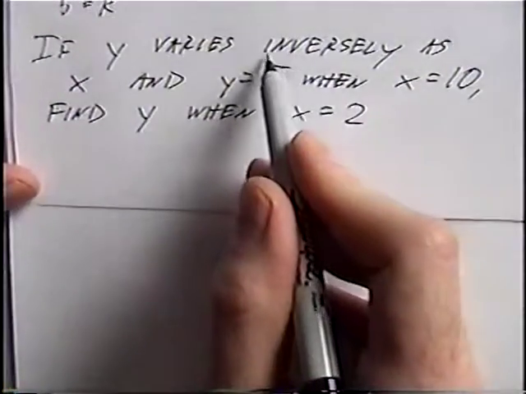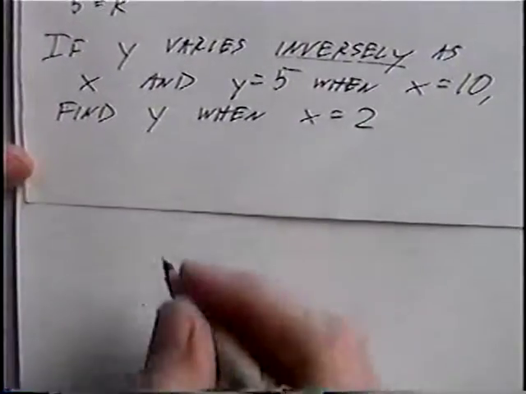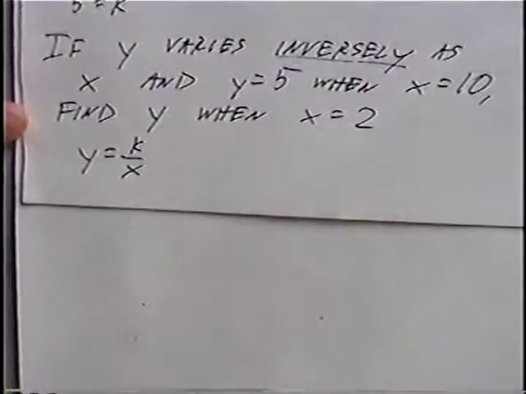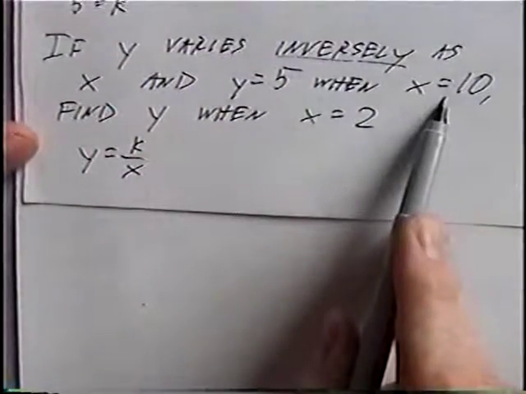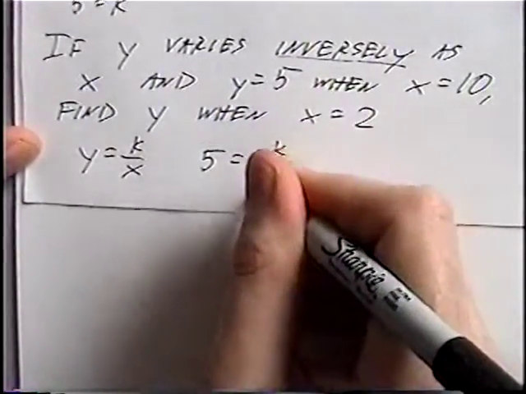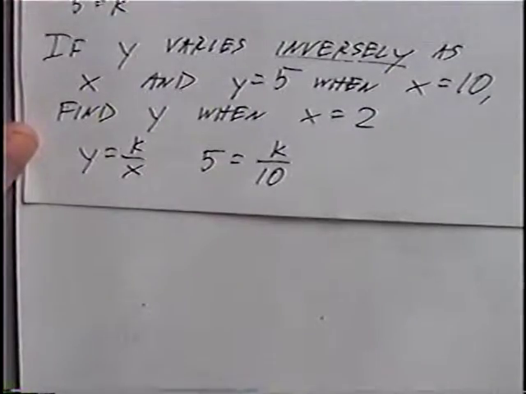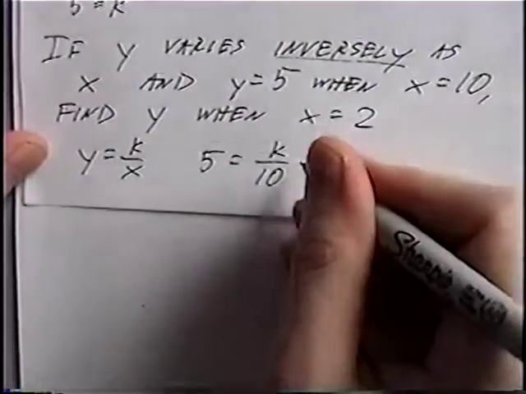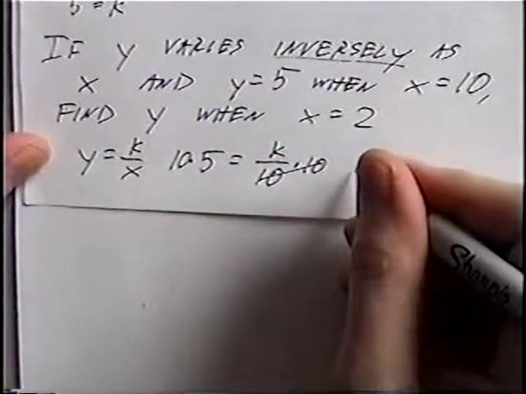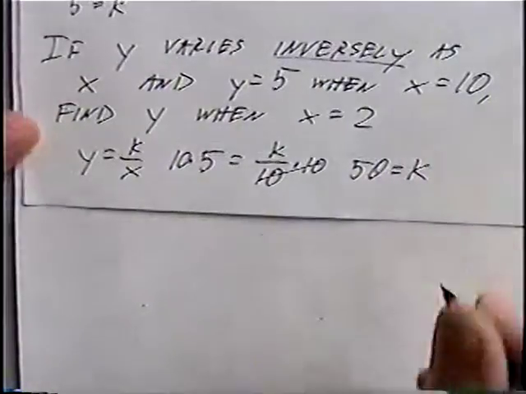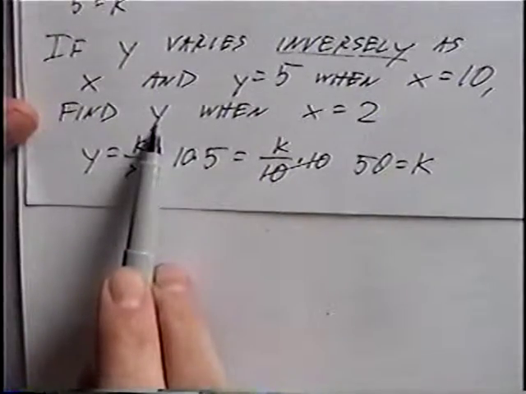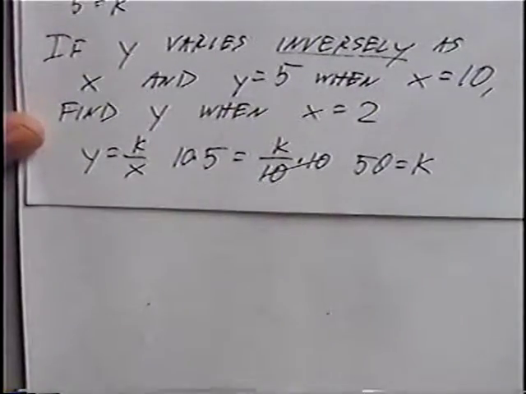So again, y varies inversely means we'll use the inverse equation, which again is y equals k divided by x. Y is equal to 5 when x equals 10 means we can plug a 5 in for the y and a 10 in for the x. Solving for k, you can multiply both sides by 10. And 50 is equal to k, or k equals 50. Keep in mind, we're not solving for k. We want to find out what y is. Find y when x equals 2.